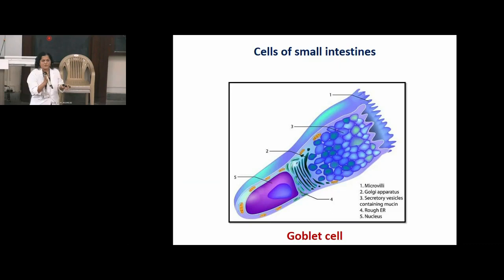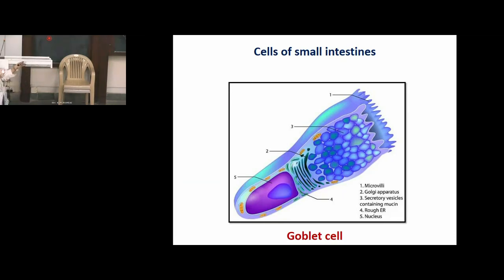We don't require mucus there. Okay, the stomach requirement is acid, so we have those acid secretion cells, right? But as we go on to the duodenum onwards, we require mucus to lubricate the contents of the intestine. So that's why the number of goblet cells starts slightly from the duodenum, becomes quite a lot in the ileum, okay? And there will be a lot in the large intestine, right?